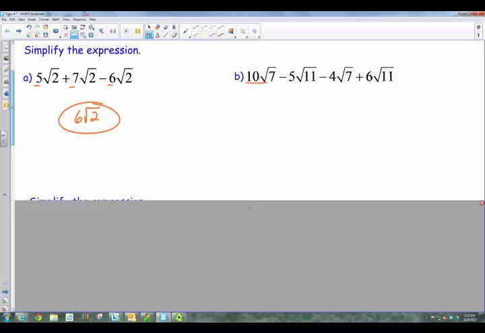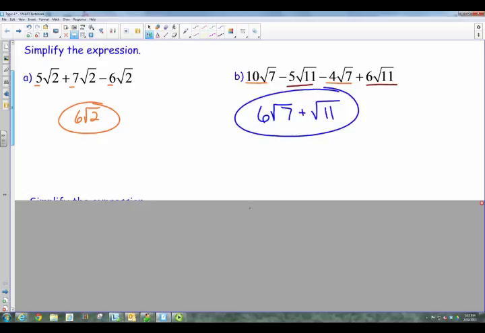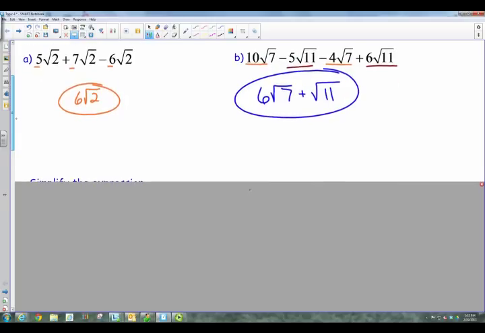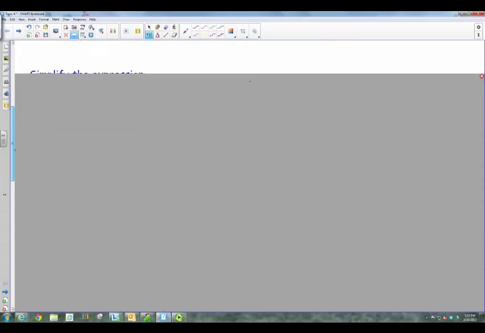Okay, so you combine what are considered like terms. In this one, I've got a square root of 7 in those two spots. I've got a square root of 11 in those two spots. Those would be my like terms. So the first ones would be the square root of 7. I've got 10 minus 4. That's 6 square roots of 7. The second one would be negative 5 plus 6, and that's essentially just 1, or just the square root of 11. And there's your final solution. Alright, so make sure those things are the same. If they are, you can add or subtract them.